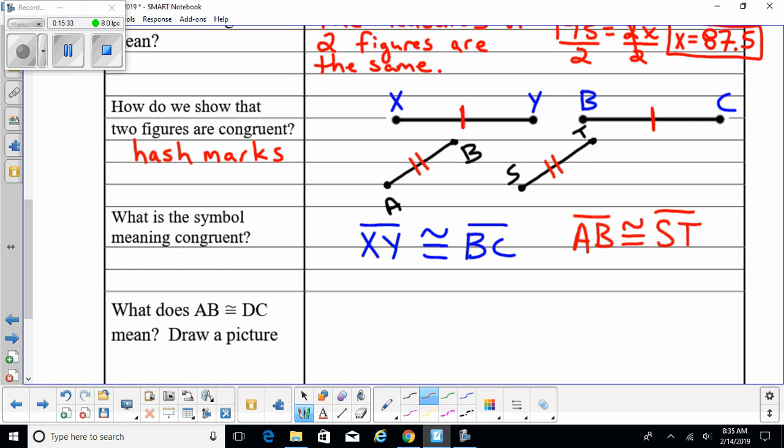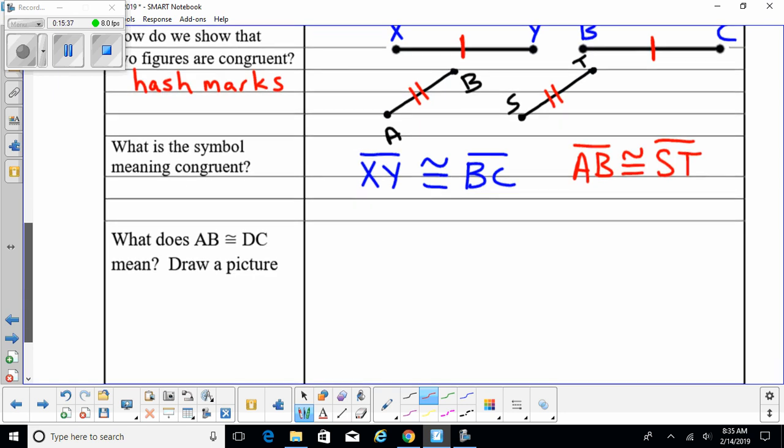So based on what we just did, take a minute and jot down what you think this question asks. It says, what does AB congruent to DC mean? Draw a picture. Why don't you make a little note on your paper and then pause the video and take a look.